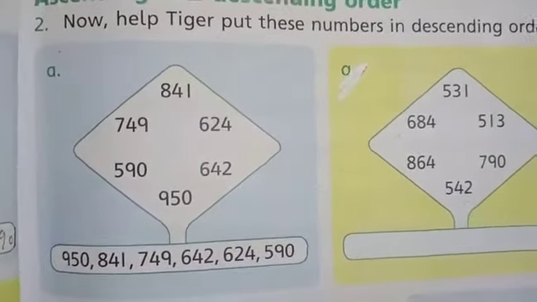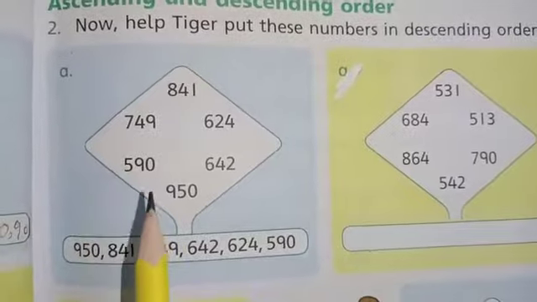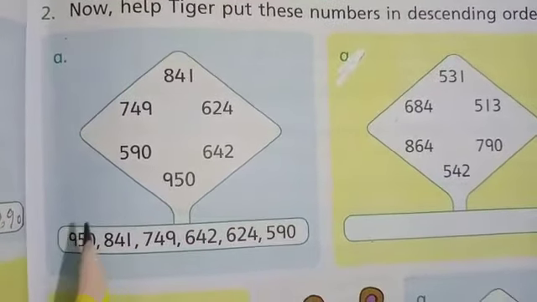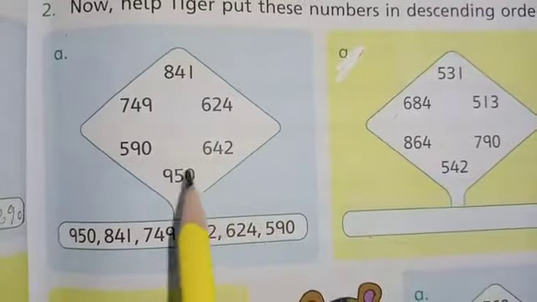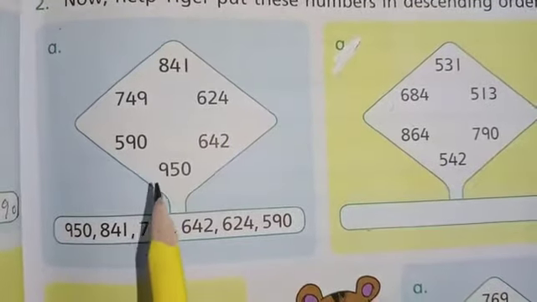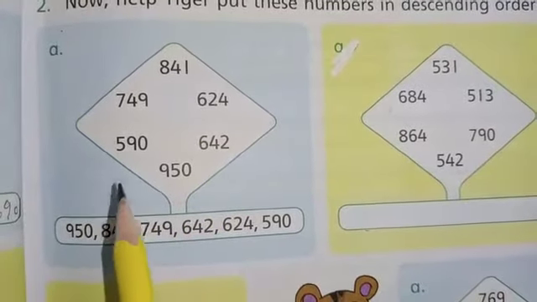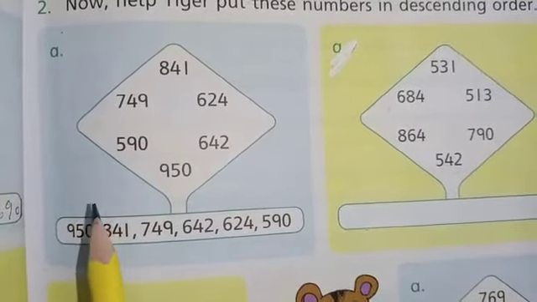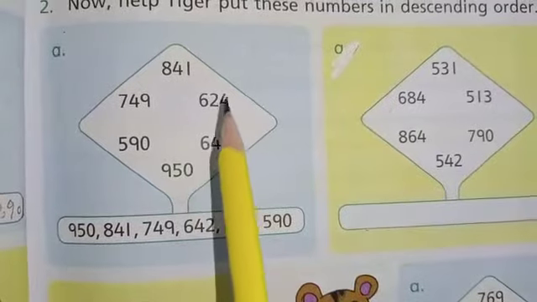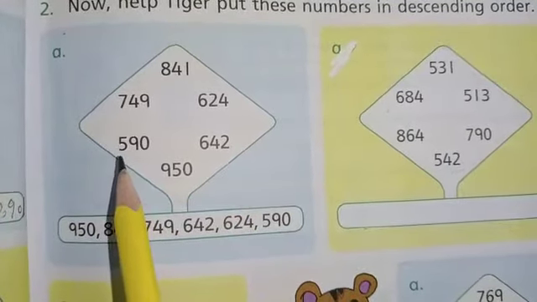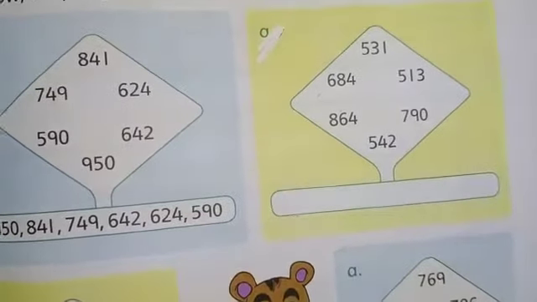Look at the numbers. We arrange them in descending order. Students, as you know, in descending order we arrange numbers from largest to smallest. Here the largest number is 950. Then we write 841, then 749, next is 642, next is 624, and the next number is 590, which is the smallest number. Now look at the next part.